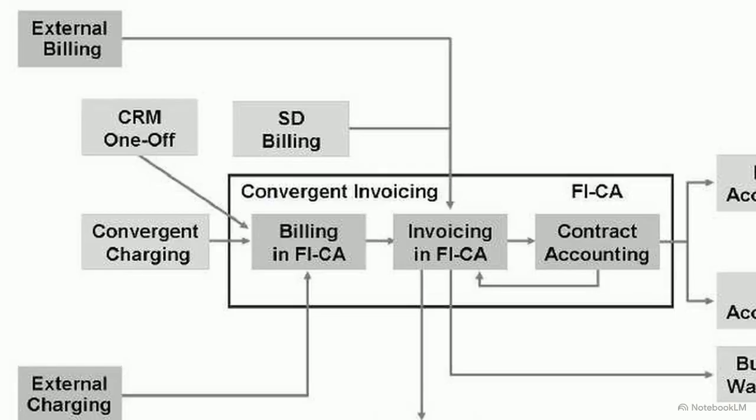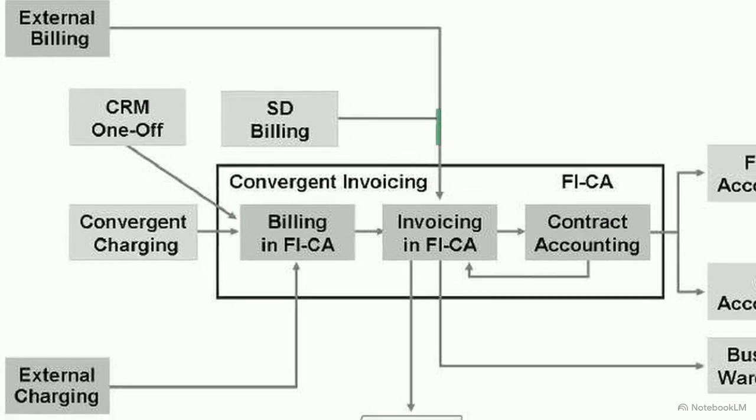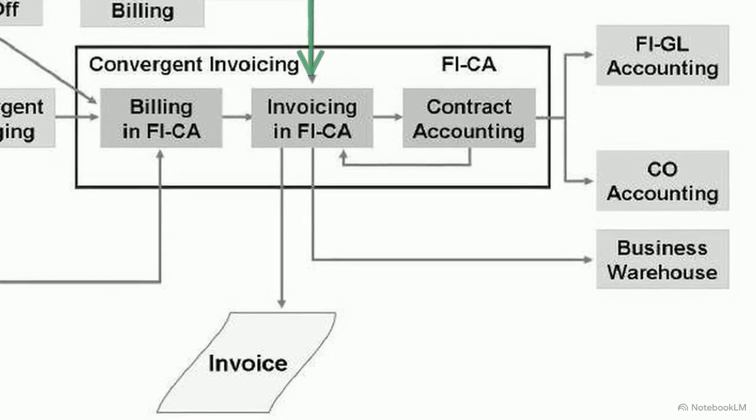This diagram maps the solution. Convergent invoicing sits at this intersection, capturing external billing, CRM, SD, and CC data. Notice the invoicing in FICA block. Instead of a single monolithic write, it orchestrates creation through a strict multi-step execution sequence.